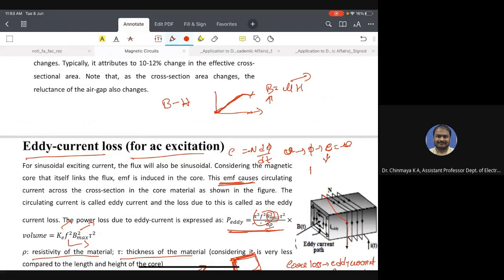And I have also described the hysteresis loop, which is caused due to the retentivity of magnetism in the magnetic material. In the next classes, we will study the AC excitation of the magnetic circuit and so on.